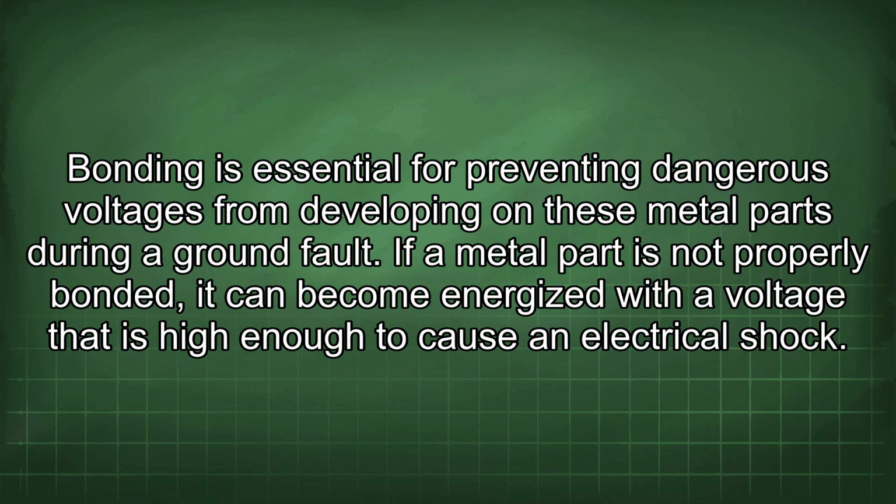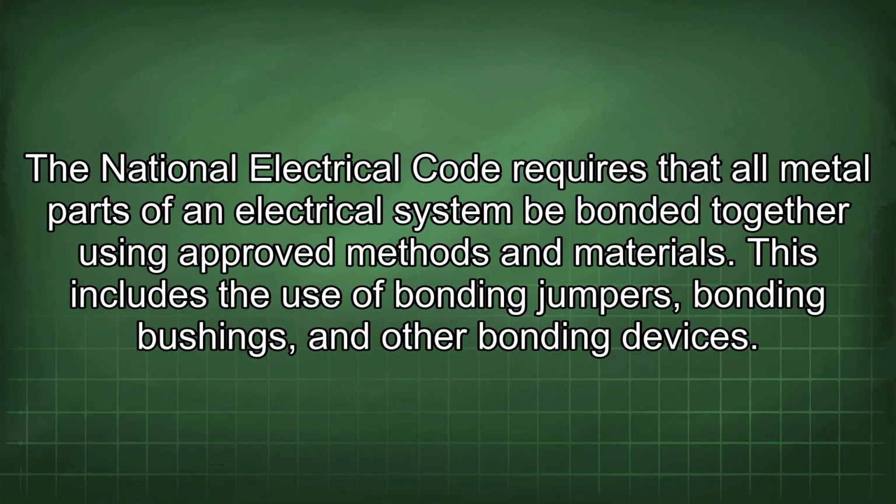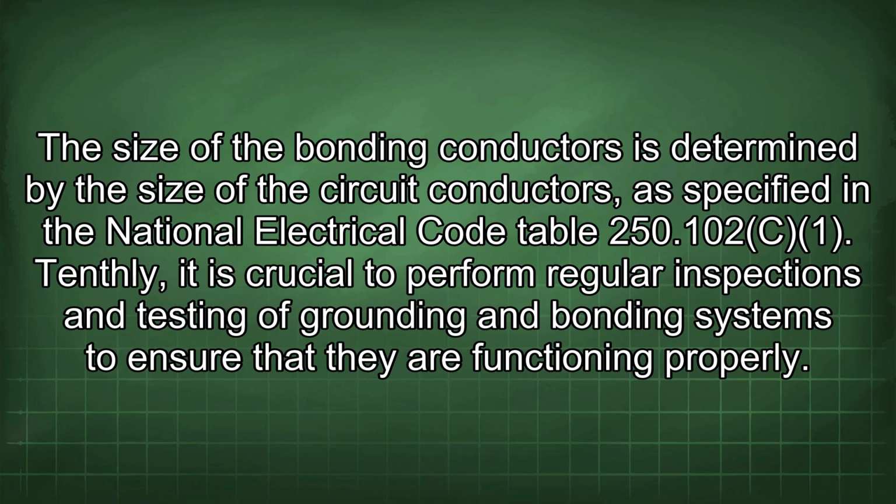If a metal part is not properly bonded, it can become energized with a voltage that is high enough to cause an electrical shock. The National Electrical Code requires that all metal parts of an electrical system be bonded together using approved methods and materials. This includes the use of bonding jumpers, bonding bushings, and other bonding devices. The size of the bonding conductors is determined by the size of the circuit conductors, as specified in National Electrical Code Table 250.102.